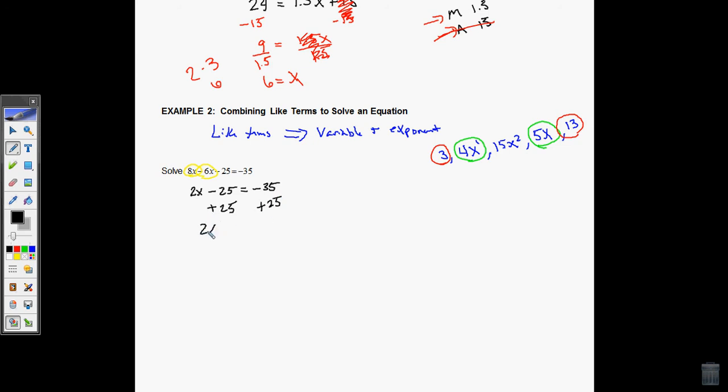So the 2x is all that's left over here, and negative 35 and positive 25 makes negative 10. So now all I have to do is undo the multiplication of 2 attached to the x, and the x will be by itself. Divide by 2, x equals negative 5. Very good.